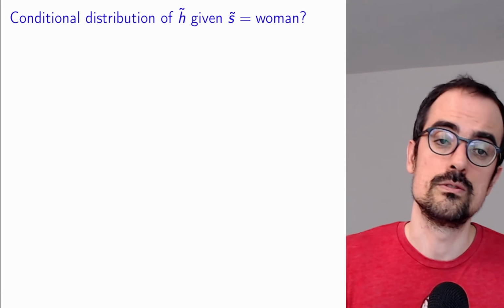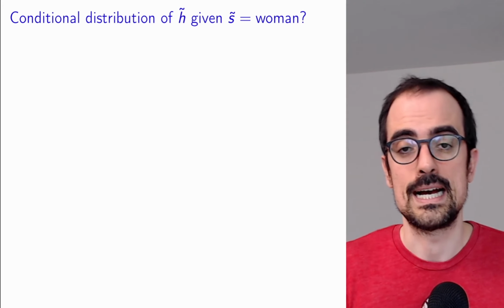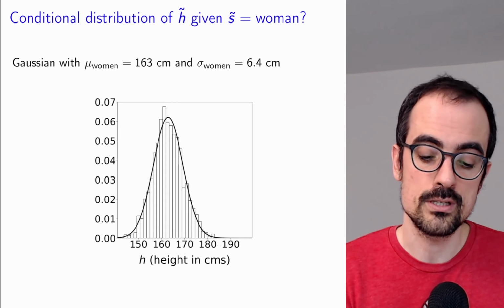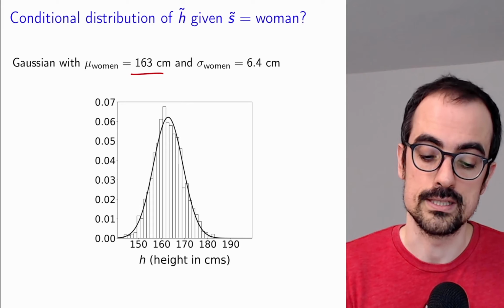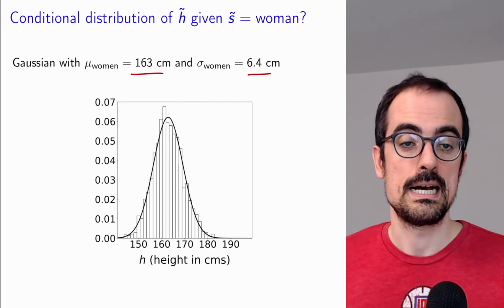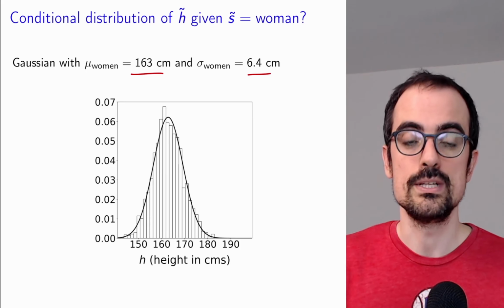And now, in order to fit the conditional distribution of height given woman, we just fit a Gaussian using maximum likelihood estimation. The mean parameter is 163. The standard deviation parameter is 6.4. And the model is pretty reasonable.